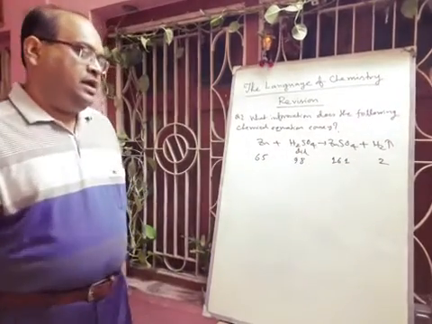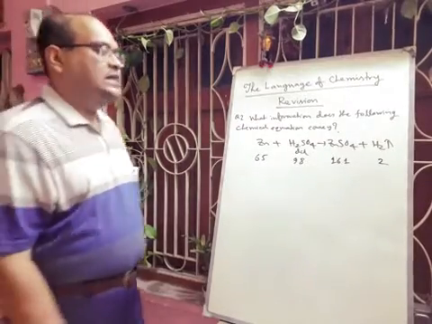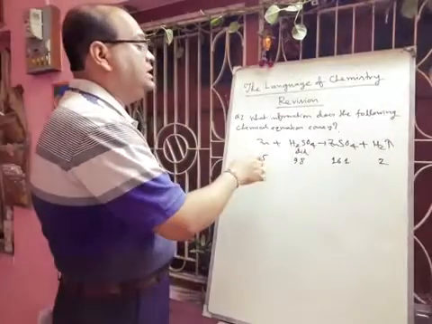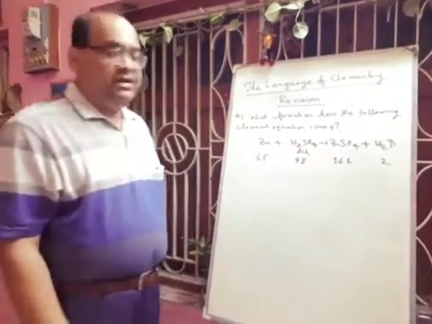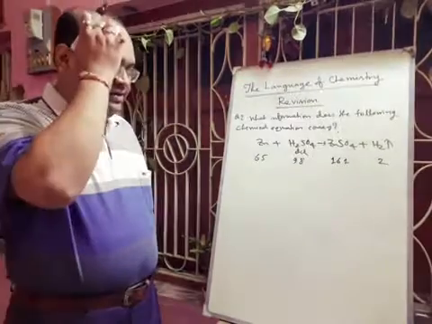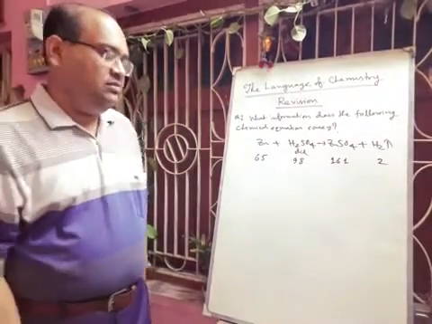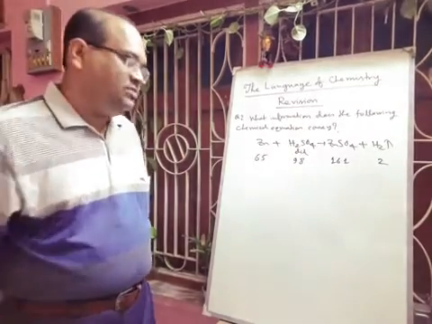Another piece of information you can tell is that from 1 mole zinc you will get 22.4 liters of hydrogen gas at NTP, the normal temperature and pressure, or you can say STP, standard temperature and pressure. Actually in this case both are the same.